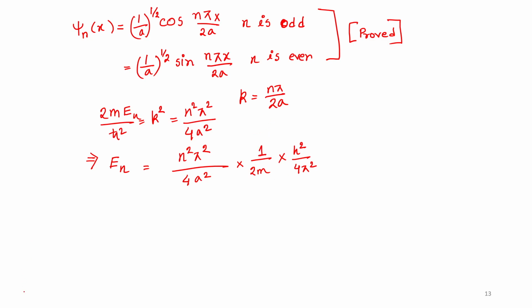Please let me know if there is any concern. So I will cut pi square, right? What am I left with? n square h square divided by 32 m a square. Okay, this is the energy expression for the 1D box we are taking care of.